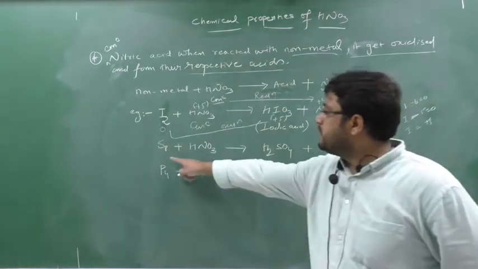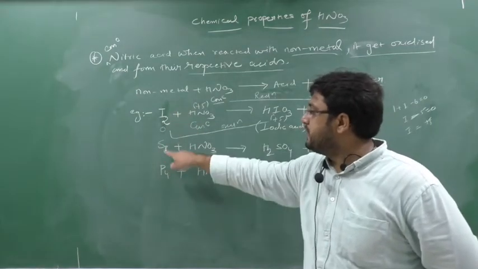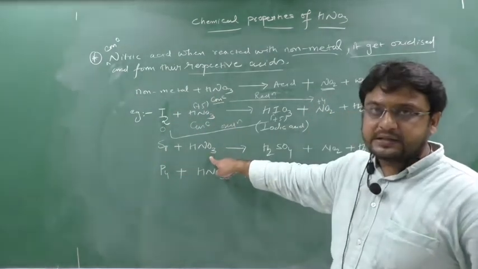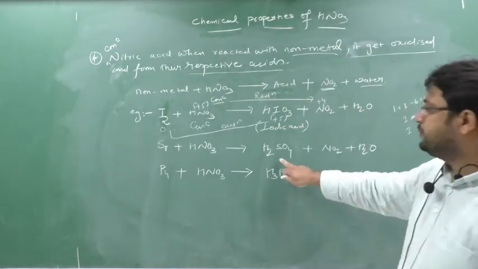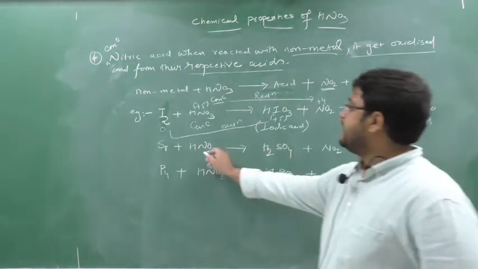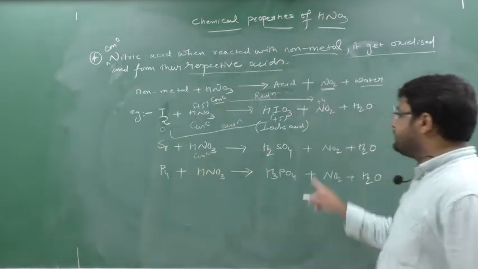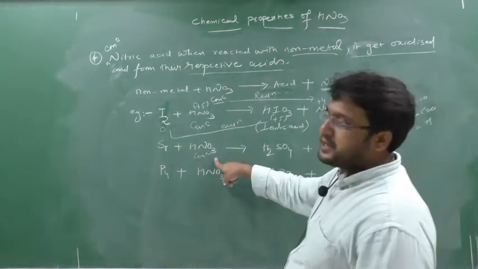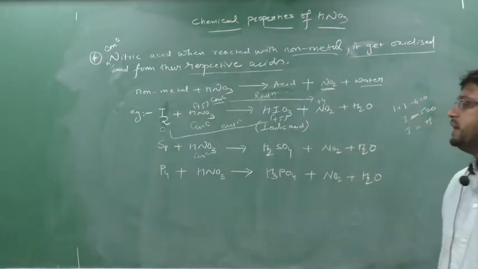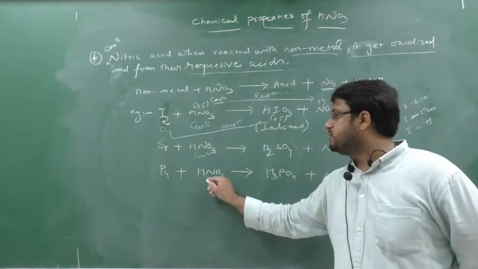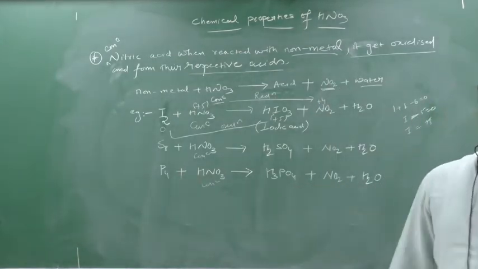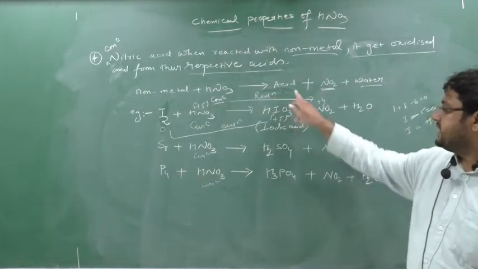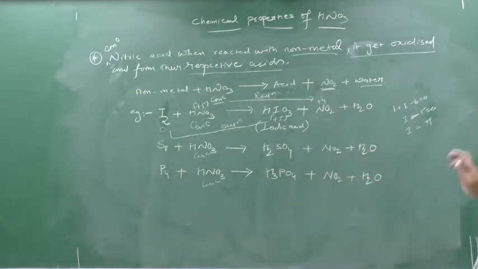Clear? Again sulfur. Yes or no? This is also a non-metal. So when reacted with nitric acid, it will produce what? Acid. And which is the acid related to sulfur? H2SO4. Clear? And again this acid is what? Concentrated. And plus NO2. Why NO2? Because this is concentrated nitric acid, plus H2O. Clear? Phosphorus when reacted with concentrated nitric acid, again which is the acid related to phosphorus? H3PO4. So this H3PO4 is an acid, nitrogen dioxide plus water.